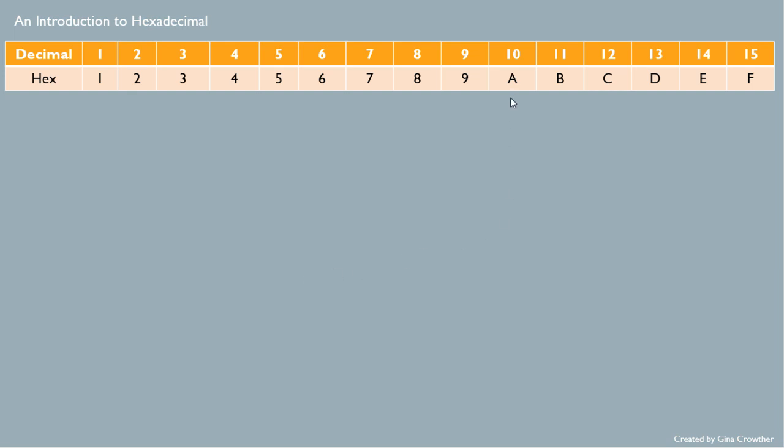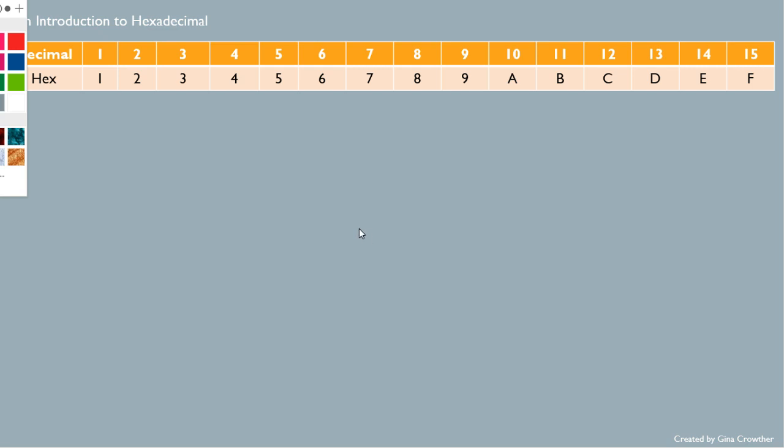Now you'll see when the hex number gets to number 10, it changes to the letter A. And then 11 is B, 12 is C, until we get to the number 15. We don't go above 15, we always stay at the number 15. So let's see how this works.